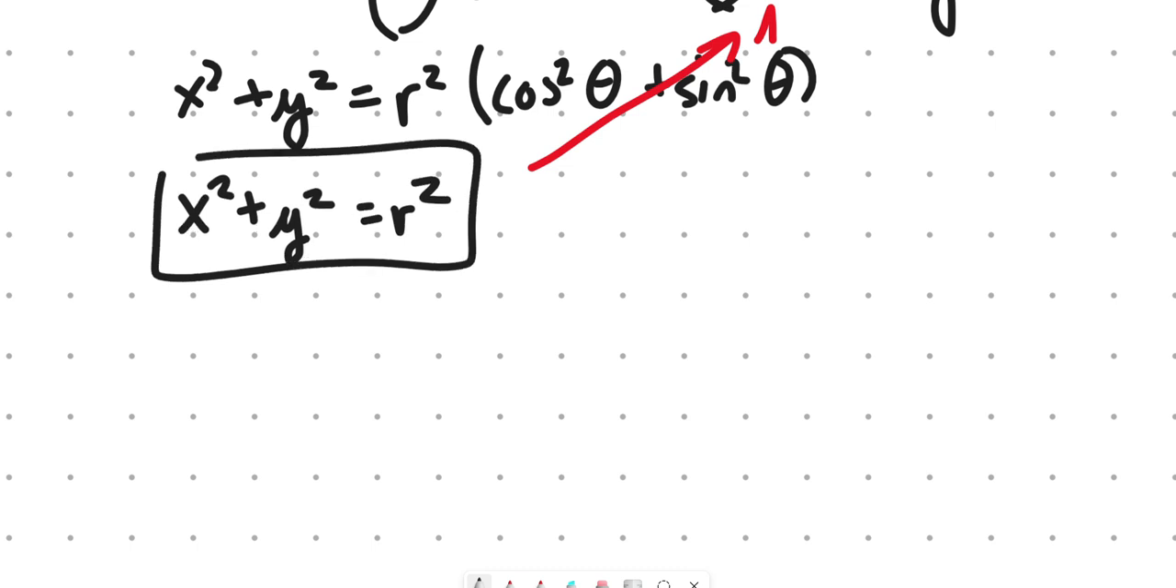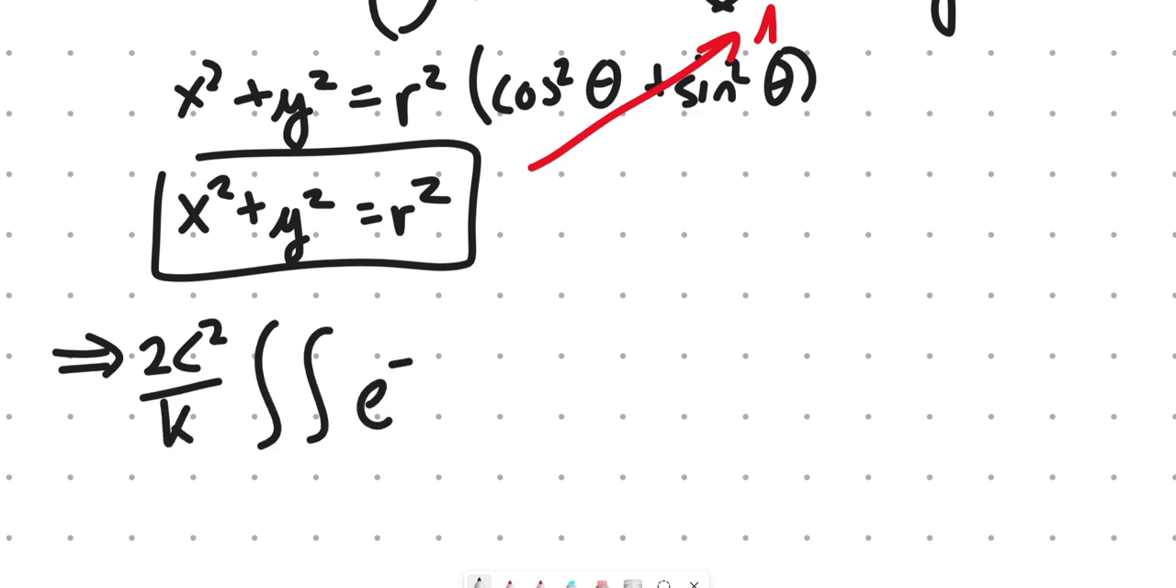Since we have this, we can put the r squared into this. So we would have something like this: 2c squared over k times the integral of e to the negative r squared. Now we have to put some dr's in it, and to do this, I'm going to explain to you how we can get to this point.